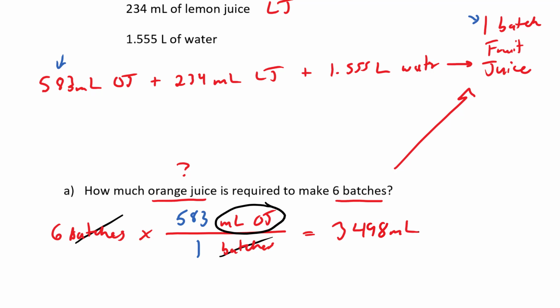Let's say we're making exactly 6 batches. So if it's an exact number, infinite number of digits. So this is an infinite number of digits, and this one has 3 significant digits. So we'll round this off to 3 digits, meaning we require 3,500 milliliters of orange juice. We'll put a line over that 0 to indicate that is significant. So once again, we can use the coefficients in our recipe to help convert between the different ingredients.